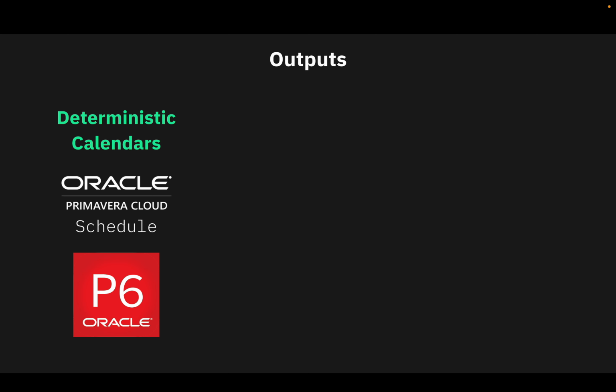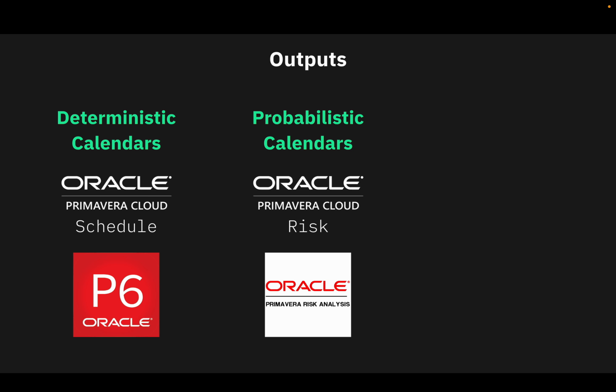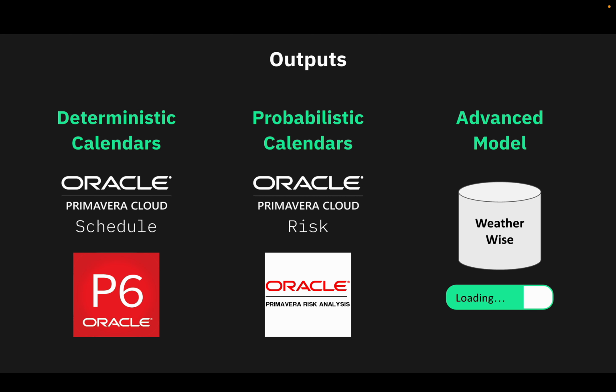The outputs are then focused on, first and foremost, deterministic calendars. We can integrate into Oracle Primavera Cloud Schedule, also known as OPC, and P6. We can also integrate into OPC Risk and PRA using probabilistic calendars. And we also offer lots of different dashboards that leverage our advanced model, which we'll show you here as well.